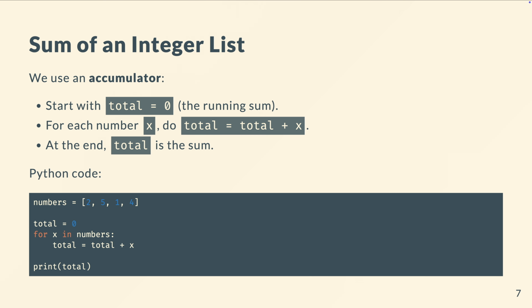Let's walk through the code. Numbers is a list: 2, 5, 1, 4. We set total to 0 before the loop starts, because we have not added anything yet. Then the loop visits each x in numbers, from left to right. Each time, we do total equals total plus x, which means add x into the running total. So total becomes 2, then 7, then 8, then 12. After the loop finishes, we print total.